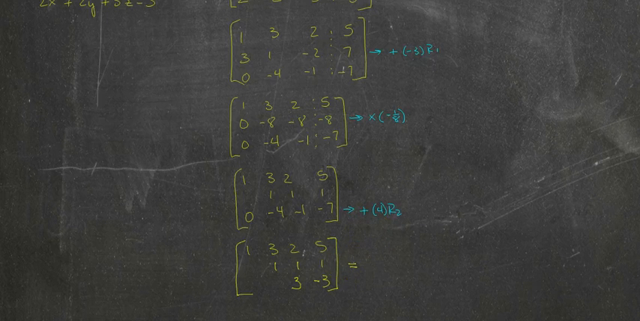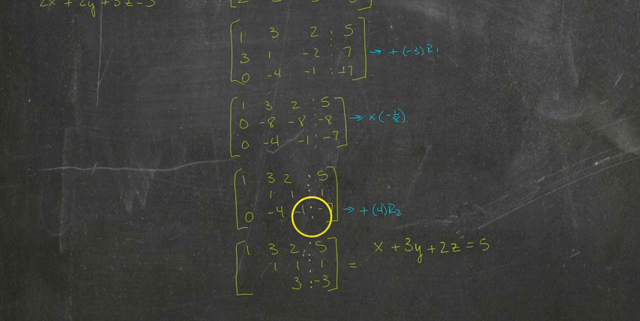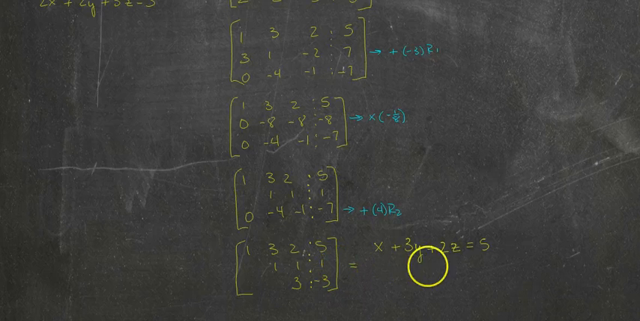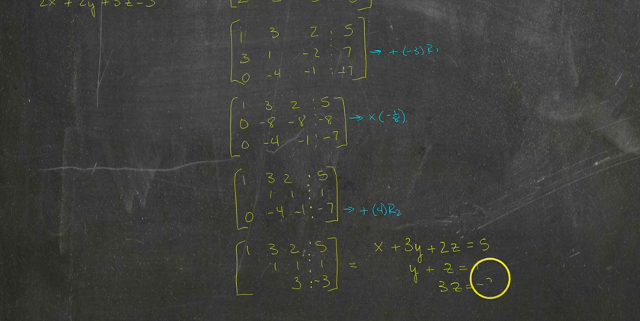So if I convert this whole thing back into equations, I get 1 times x plus 3y plus 2z equals 5. And I don't need you to put the dotted line in there unless you need it or want it. Second row is going to be y plus z equals 1. And the third row is 3z equals -3.